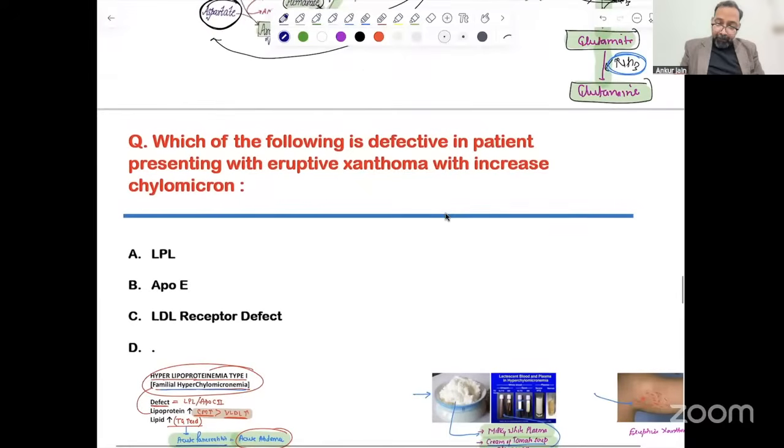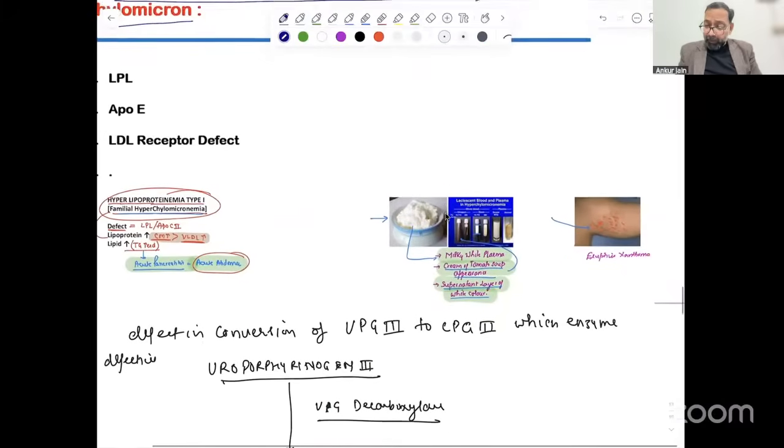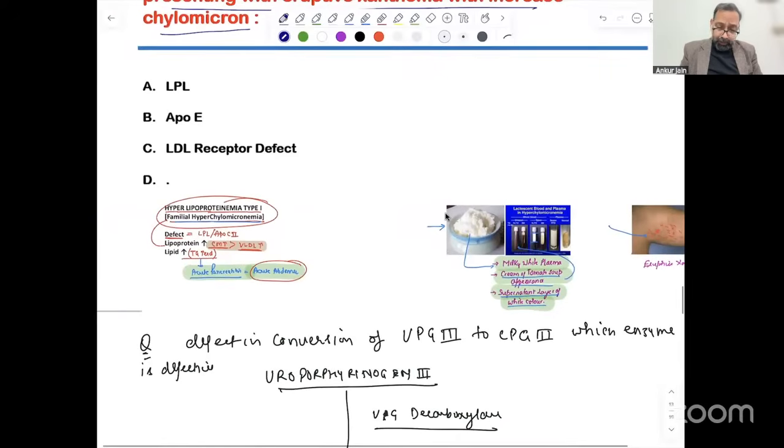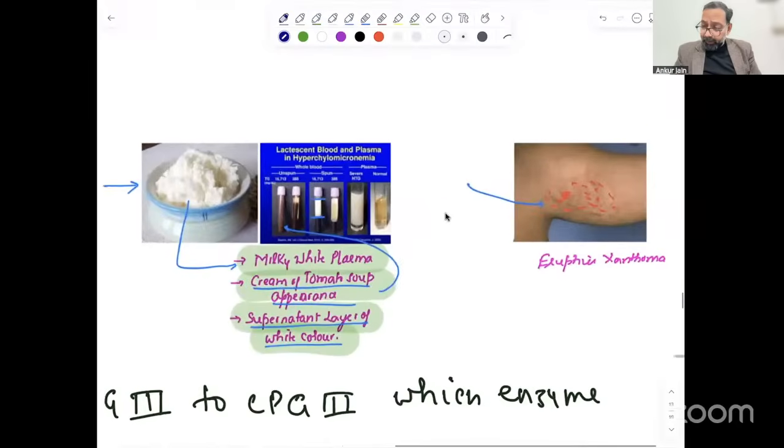Now, which of the following is defective in a patient presenting with eruptive xanthoma with increased chylomicron? Yes, if chylomicrons are increased, eruptive xanthomas are there. Chylomicron increased, eruptive xanthomas. Yes, this is eruptive xanthoma.